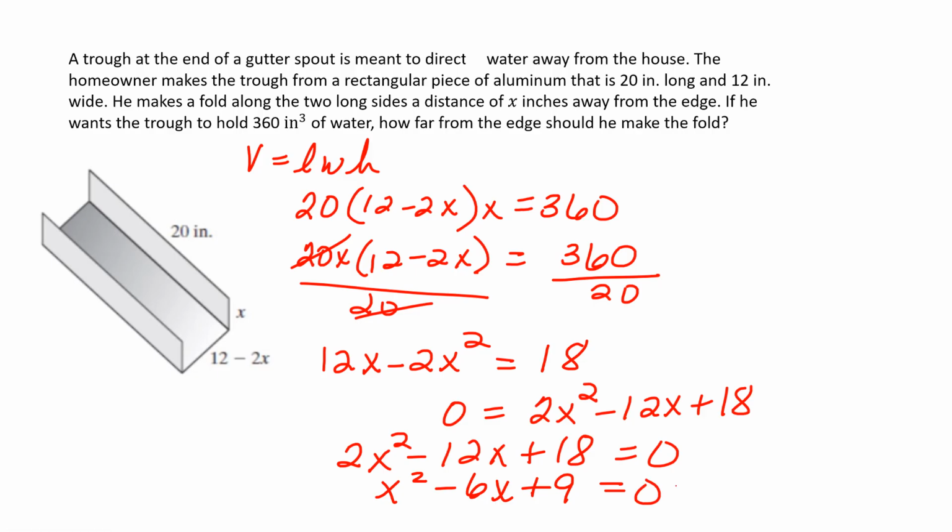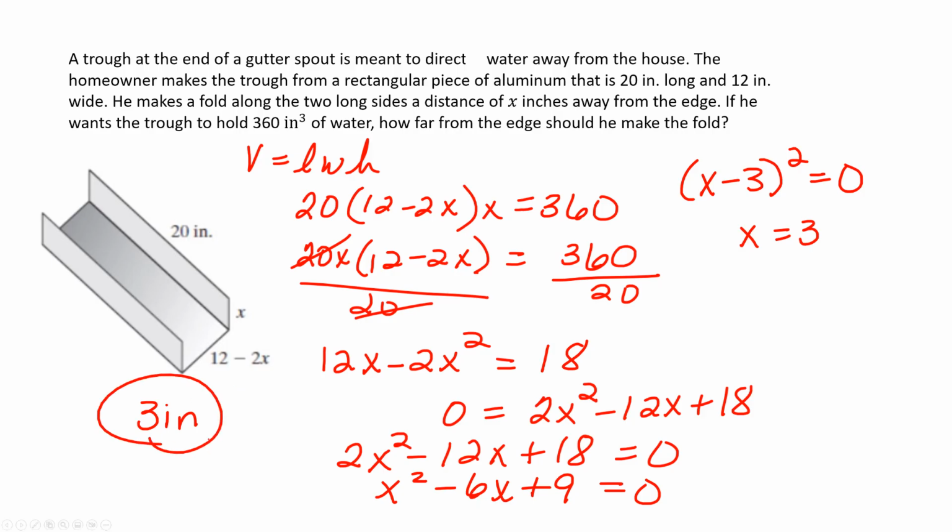And actually, there's no need to use the quadratic formula. You can see immediately that this is factorable. It is (x minus 3) quantity squared equals 0, which means that the solution is just x equals 3. So 3 inches is how far from the side you should fold it to get it to hold that much water. So don't immediately jump into the quadratic formula. A lot of the time, it's just a lot quicker to factor.